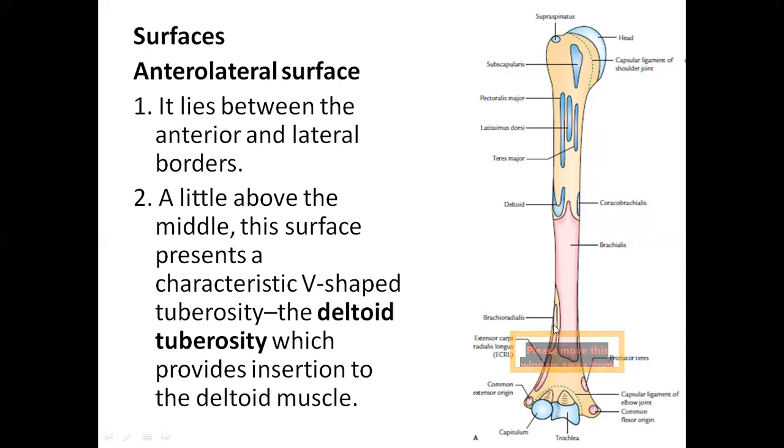Now, when you see the lateral supracondylar line, you have three muscle attachments you can see here. The origin of brachioradialis. Below this, you find the origin of extensor carpi radialis longus. Below that, from the lateral epicondyle, we find the common extensor origin. Capitulum and trochlea are shown in blue color because they are covered with hyaline cartilage.